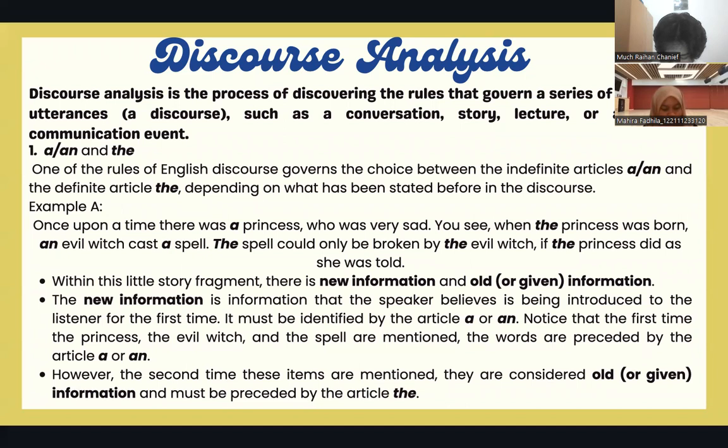The new information is information that the speaker believes is being introduced to the listener for the first time. It must be identified by the article a or an. Notice that the first time the princess, the evil witch, and the spell are mentioned, the words are preceded by the article a or an. However, the second time these items are mentioned, they are considered old or given information and must be preceded by the article the.